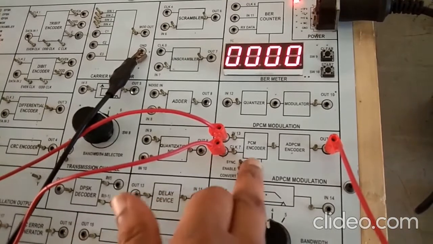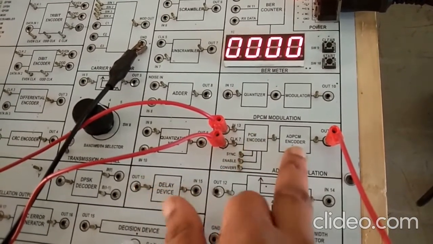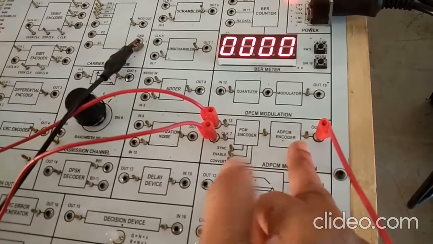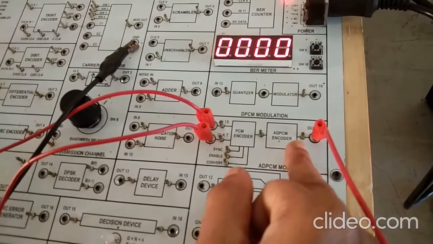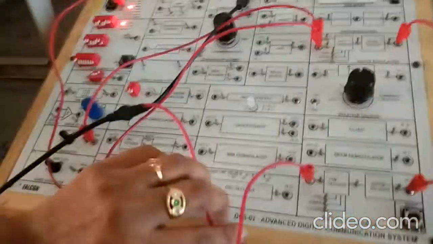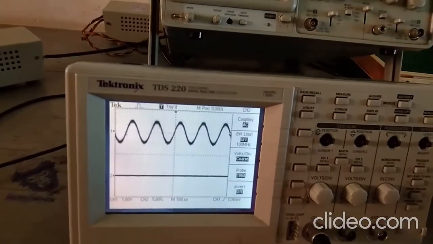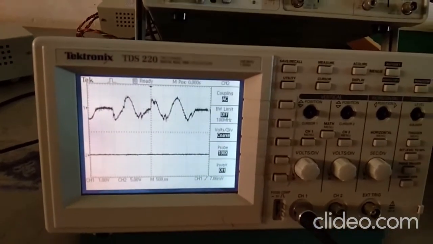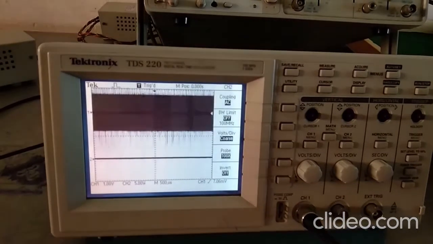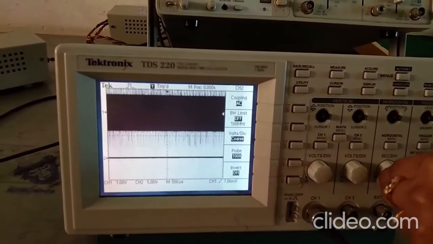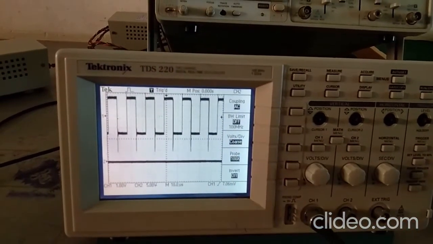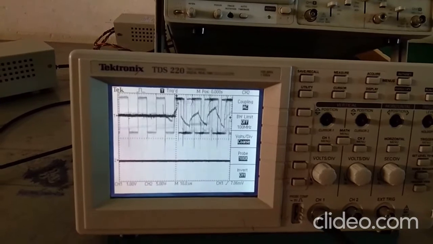So that will be given to the PCM encoder, and then to the ADPCM encoder. So here we'll get the ADPCM modulated output. Let us see the output first. The input we are giving is the sine wave. So this is our sine wave input, and this is our clock signal, which will be given to the PCM encoder.